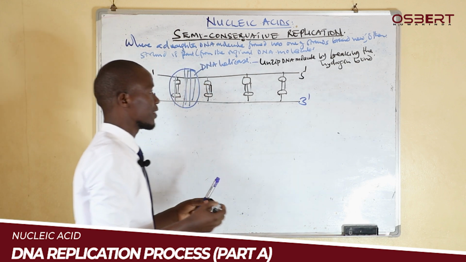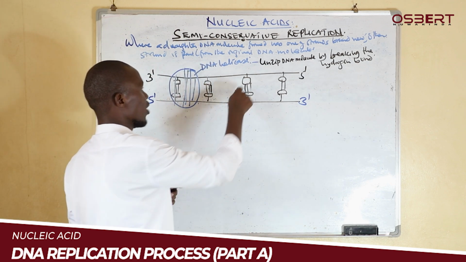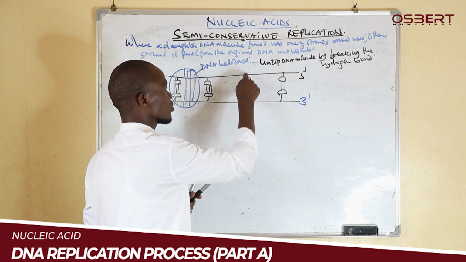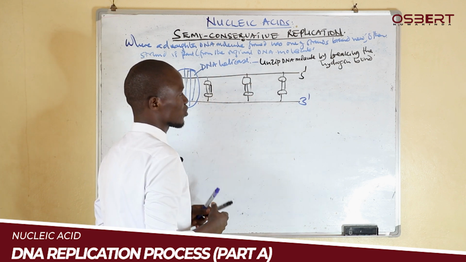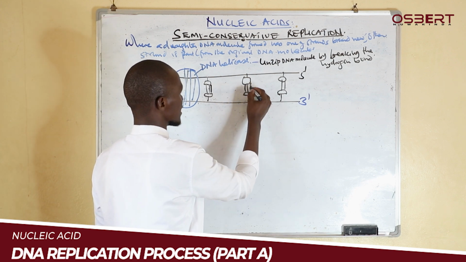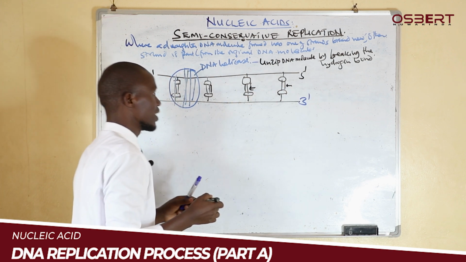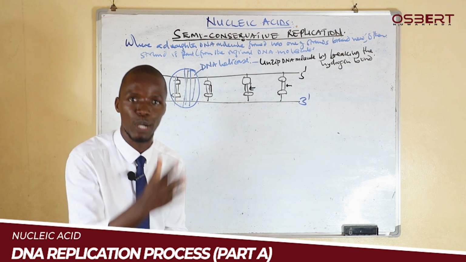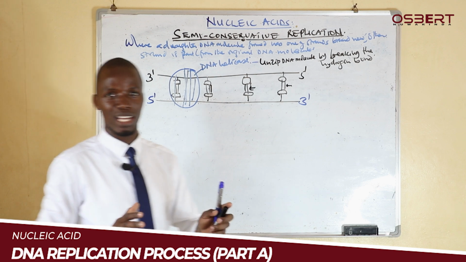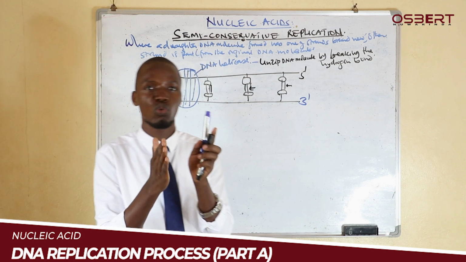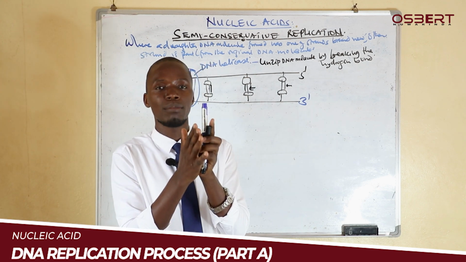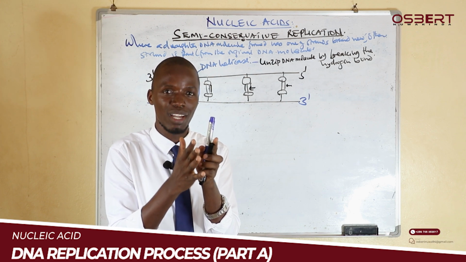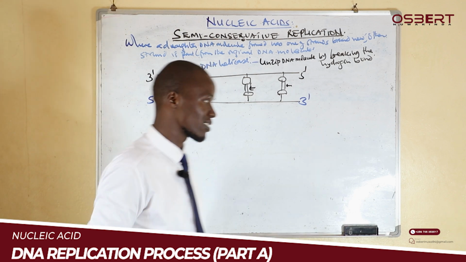These hydrogen bonds are the bonds which are holding the bases of the two adjacent strands together. These are the hydrogen bonds we're talking about. So the DNA helicase will catalyze a reaction which will help us break those bonds apart, so that the two strands which were joined together can separate.